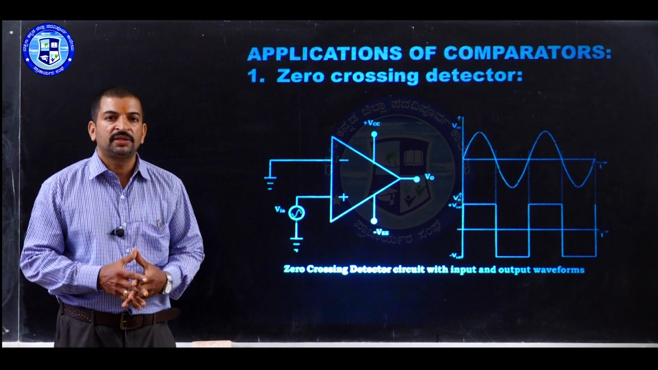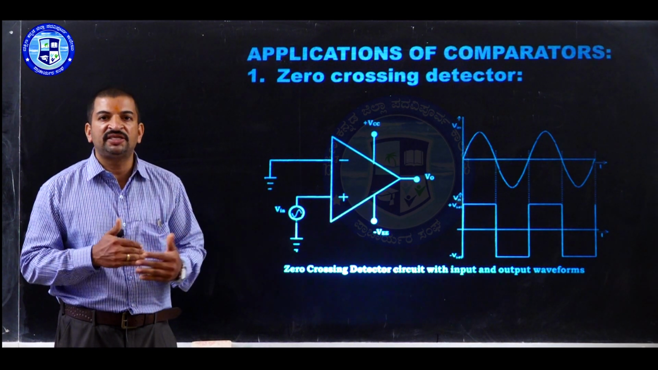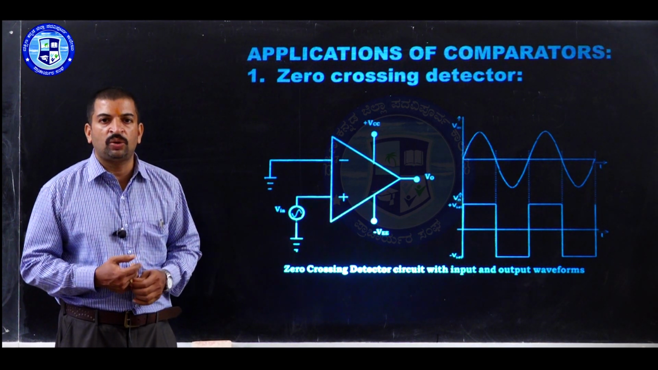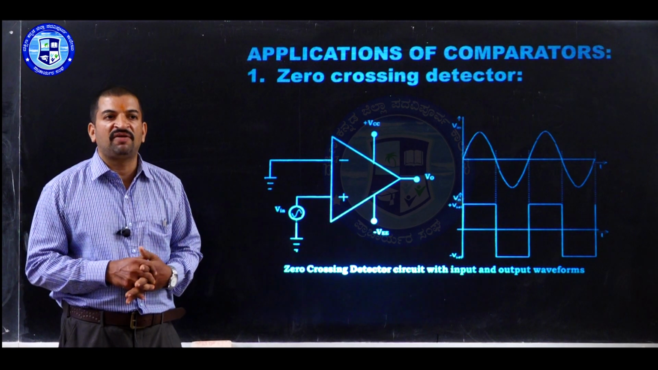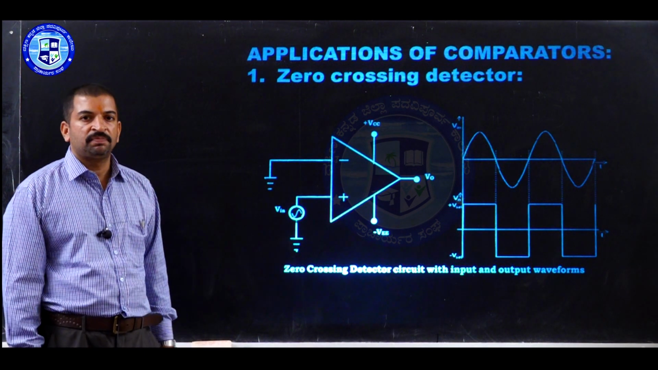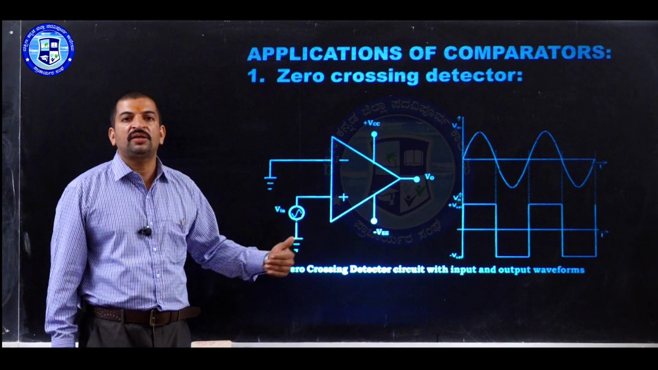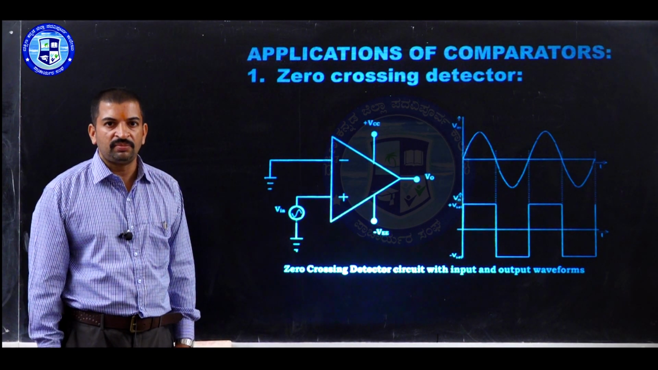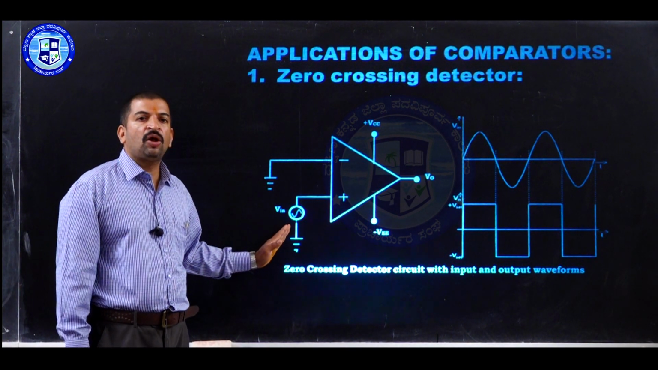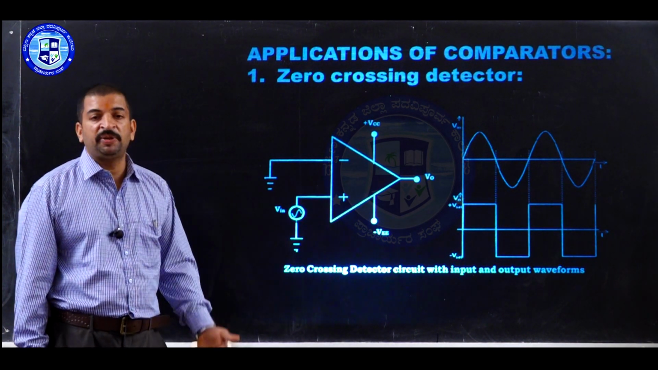Thus, we can say that whenever the input signal crosses the zero level, the output voltage changes its state. So, the circuit is called a zero crossing detector. The circuit detects the zero crossing of the input signal. One of the disadvantages of this circuit is that whenever the input noise voltage crosses zero level, the output voltage also changes its state. Hence, the circuit cannot be used as a perfect analog to digital converter. This problem must be avoided.